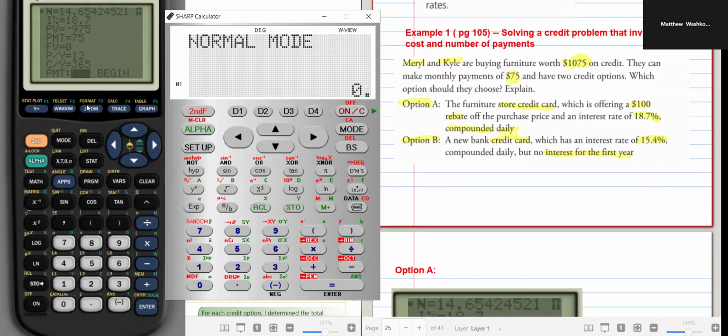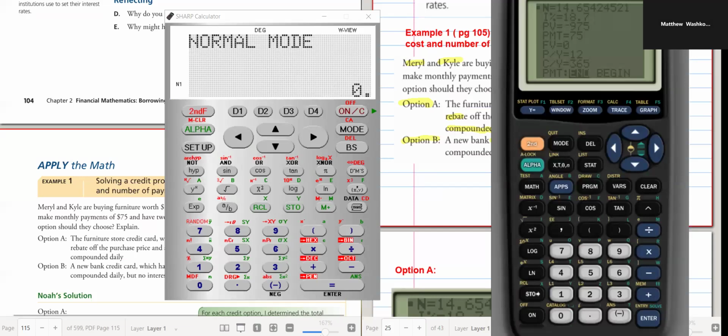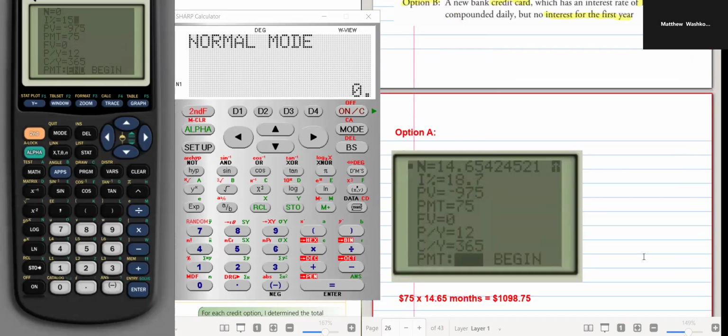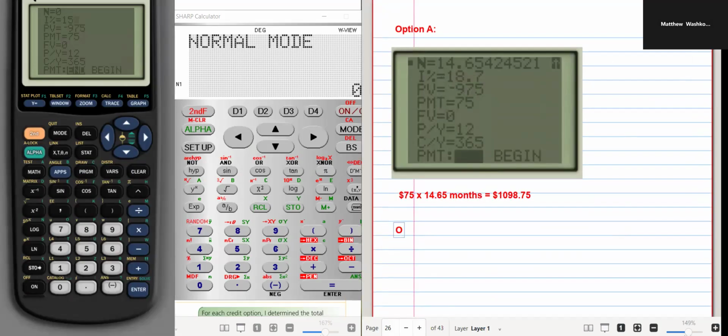Now option B here. So same thing. I'm trying to figure out how long it is. Now my interest rate in this one here is 15. Actually, before I can go into that, I have no interest for the first year, but I'm still making payments. So for option B, there's a complexity here.